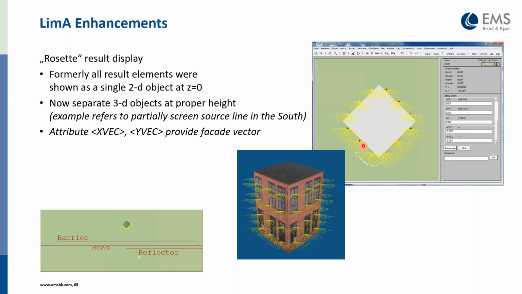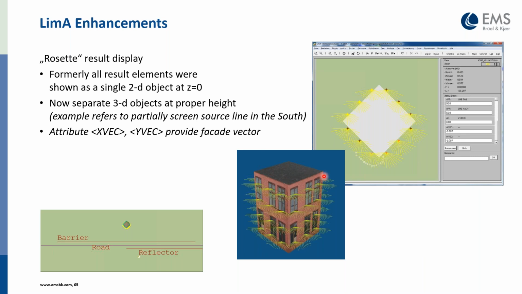But you may realize that receiver points around the facade of a building are quite often at multiple heights. And therefore, in this version of LimA, the 3D view of the Rosette result display has been implemented. The picture you can see here shows that we actually have 1, 2, 3, 4 different receiver heights, and you can see the individual contributions at each receiver point of the sources in different directions to the levels at that particular receiver point at that particular height. And it does differ from receiver point at one level to another.